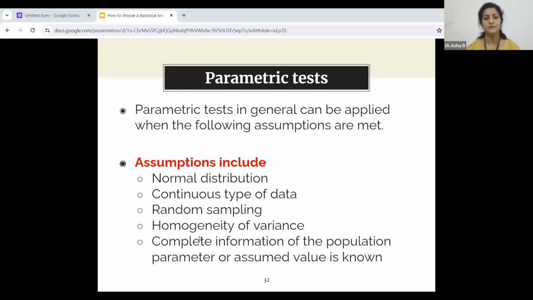And the last point is, before applying parametric tests, we have to know the true value of the population. Usually, whatever inferential tests we apply, it's mainly to determine the value of the population. But according to the rule of the parametric test, we have to know the real numbers of the population, which is usually not possible. So at least we should know the true value of the population, or we have to know the assumed value of the population before applying parametric tests.